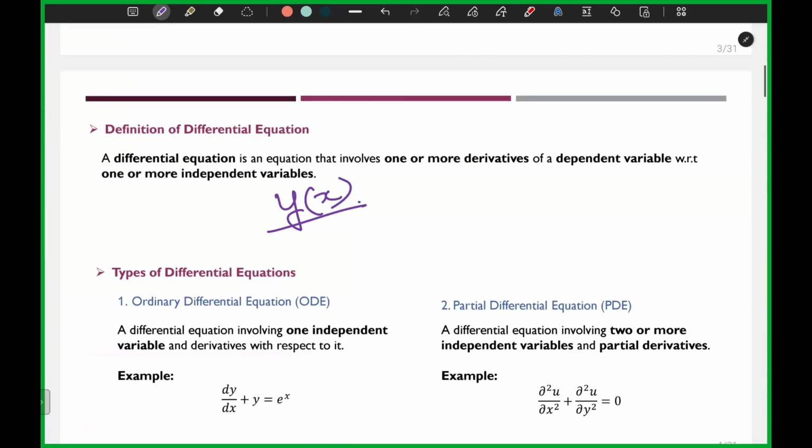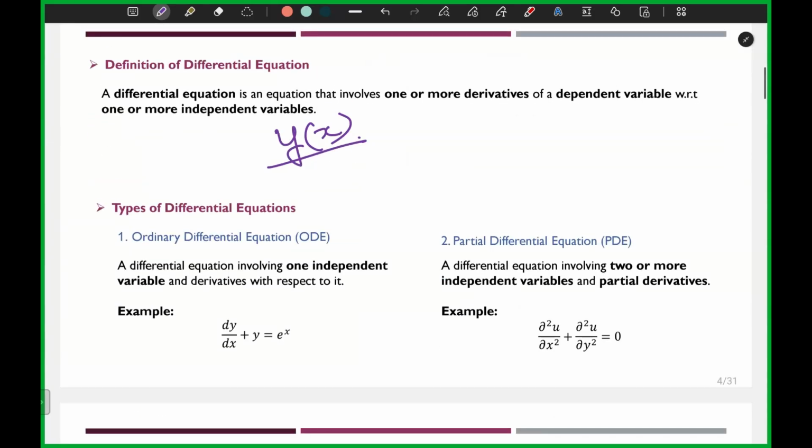So here we go to the definition of differential equation. Everyone knows what a differential equation is, right? You can tell me what the dependent variable and the independent variable are. Here x is the independent variable and y of x is a function of x, which depends on x. And here, x and y are both independent, but u is a function that depends on x and y.